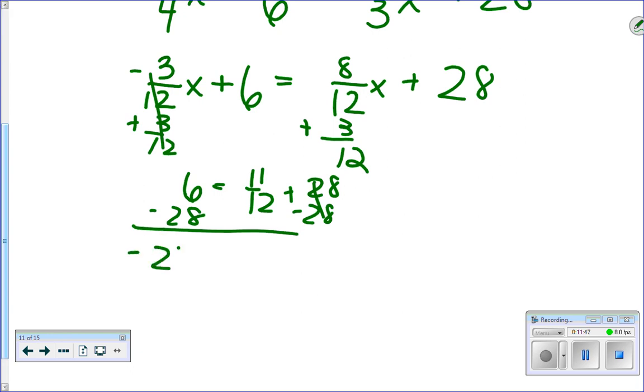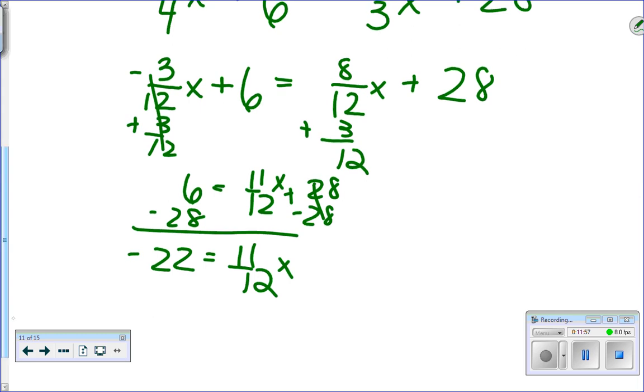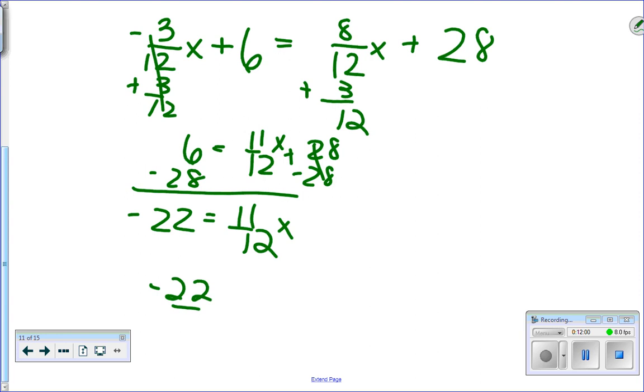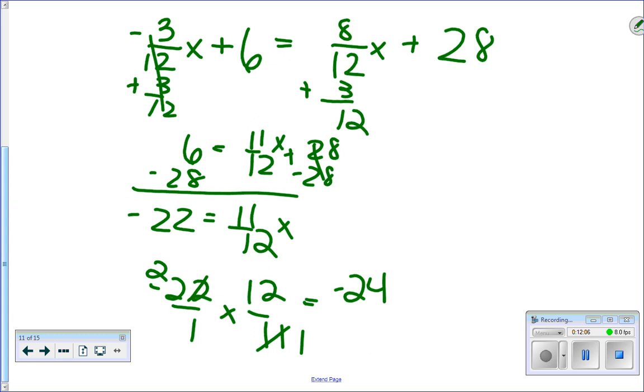Right? Hey, am I on the right track here? I have people that are talking and not paying attention. This would have been negative 22 over 1 times 12 over 11. Goes in once, goes in twice. It would have been negative 24. Nice work. Okay.